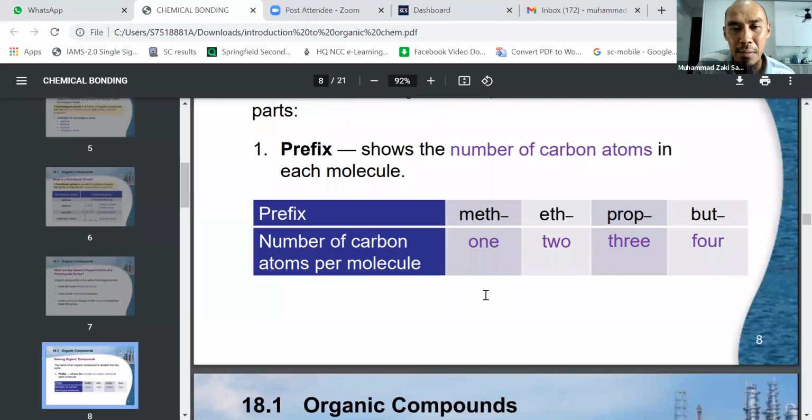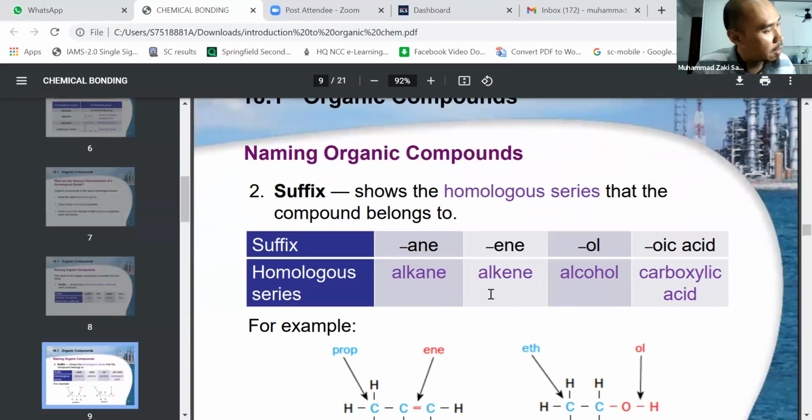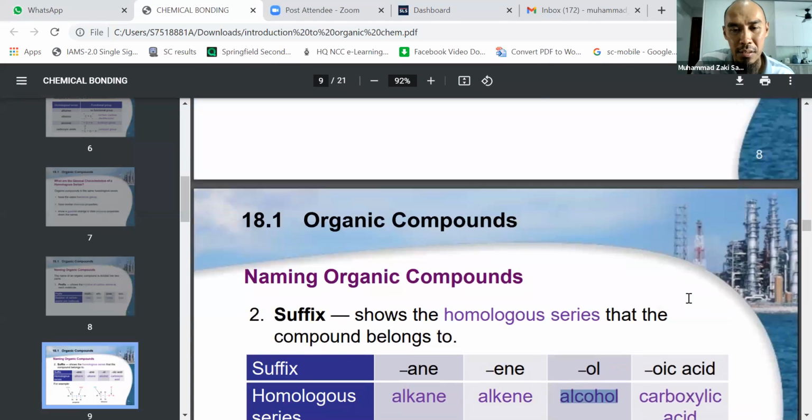Then after that, they have the ending of the name. On page 190, for alkanes the ending is ane, alkenes ene, alcohol ol, carboxylic acid oic acid. For example, okay.